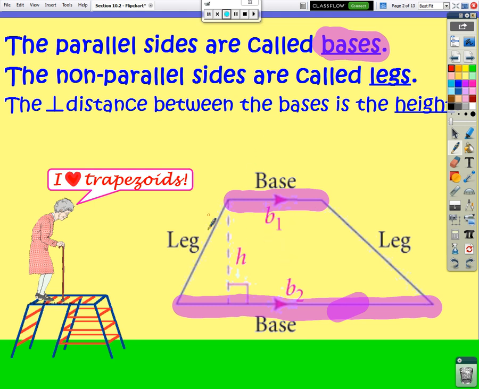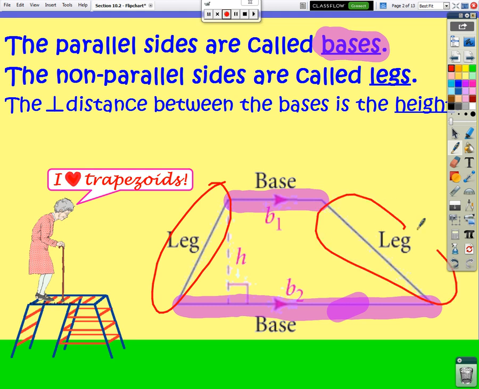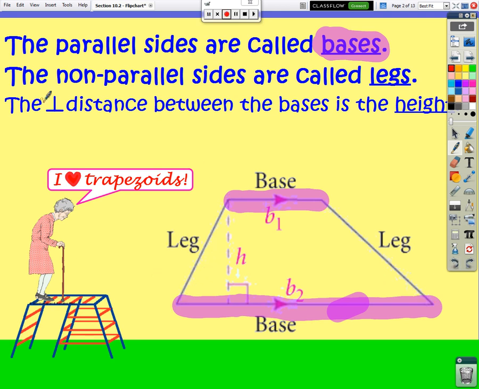The non-parallel sides, so you're going to have two opposite sides that are not parallel, and they are referred to as legs. Just like in a right triangle, you have a hypotenuse, and the two sides that are adjacent to the right angle are referred to as the legs. And then the perpendicular distance between your bases is the height.